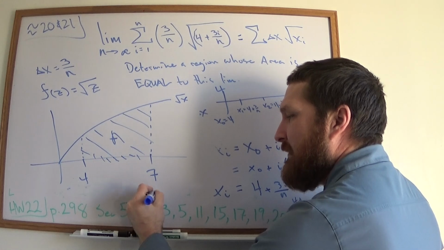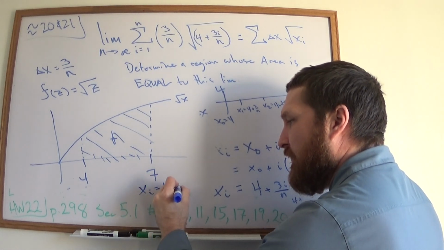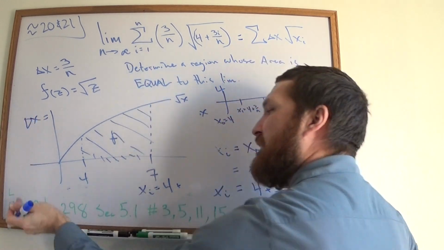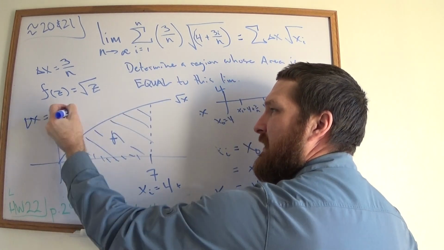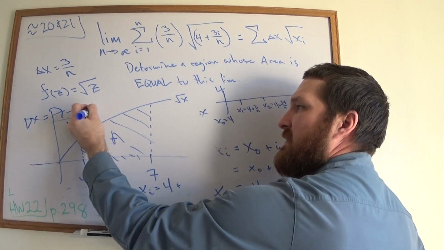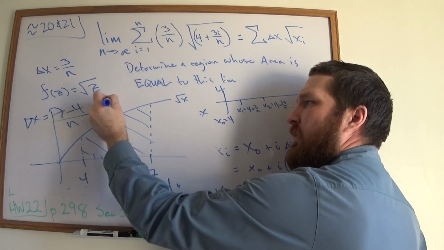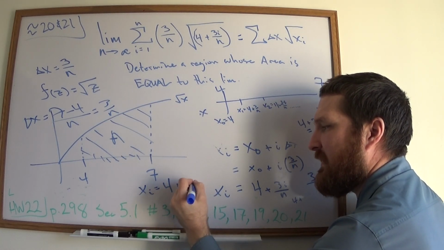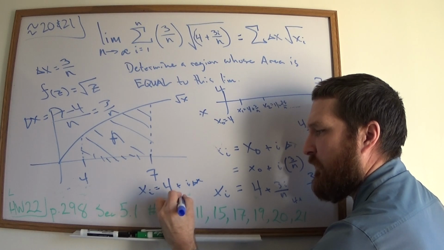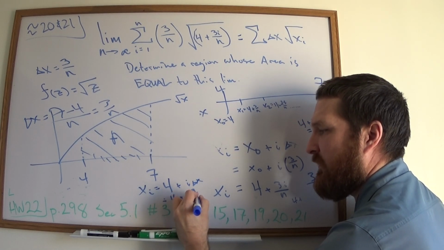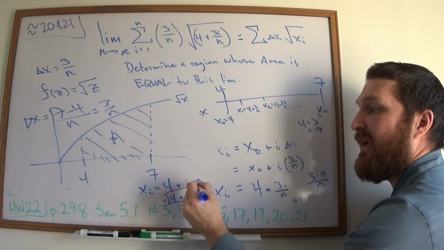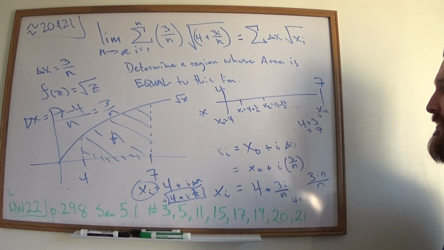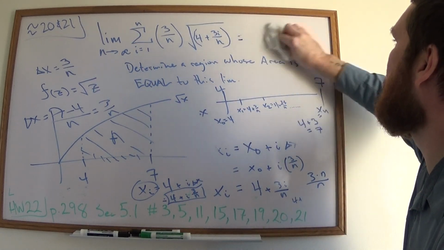What would my xi be? Well, we would have started at 4. Delta x would have been, let's see, delta x is the final minus the initial over n pieces. What's 7 minus 4? 3 over n. So I would have said, okay, take i times delta x, which would have been 4 plus i times 3 over n. That's what we're plugging into f of xi, which is just the square root.